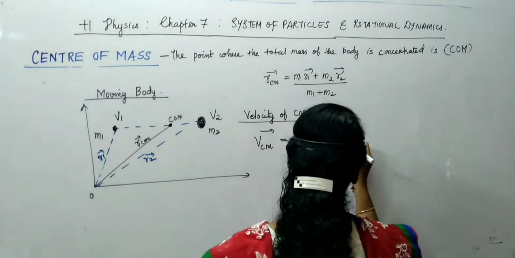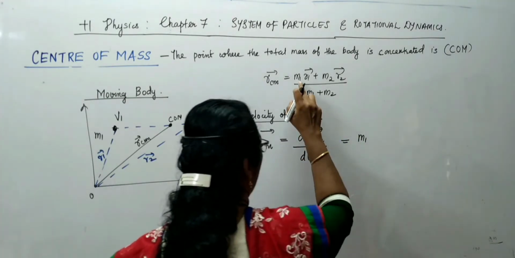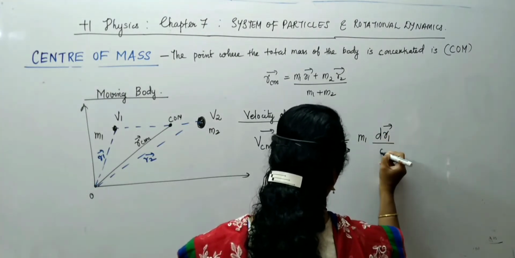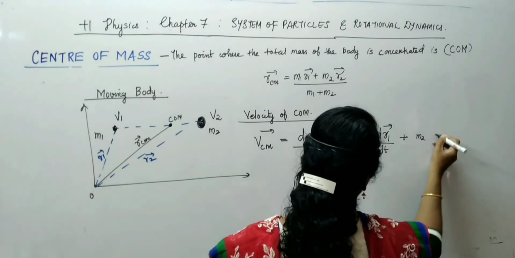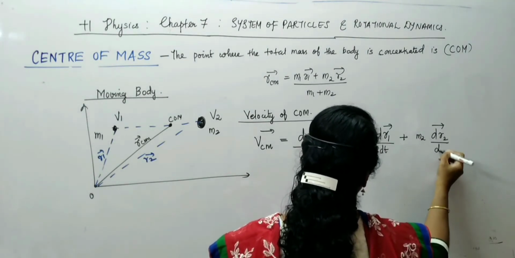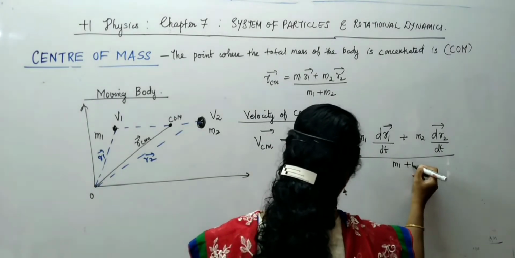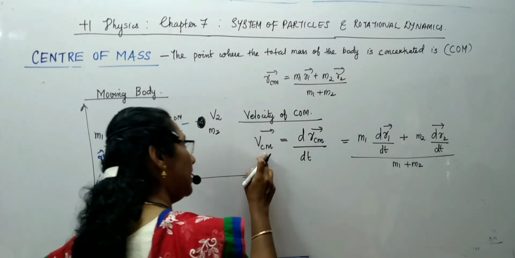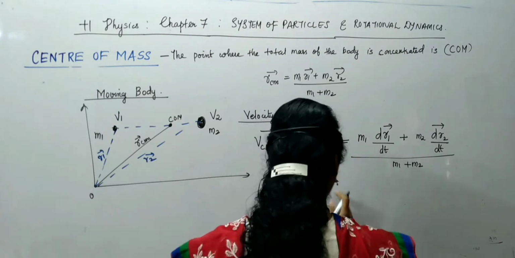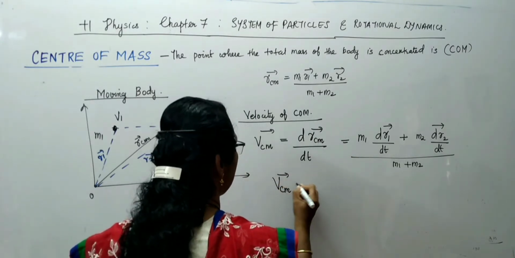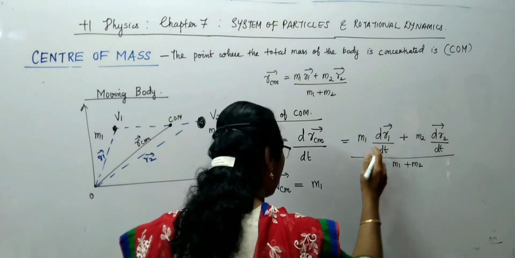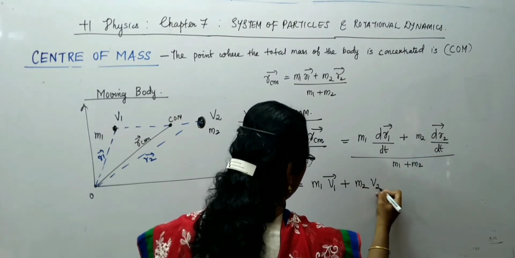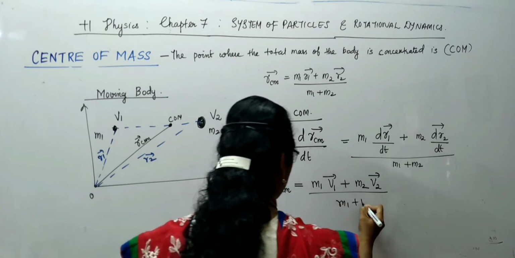Appo nammal athu ingane ezhuthum, m1 into, that is m1 r1 le m1 constant aanu, pinne njan r mathram differentiate cheyyum, dr1 by dt plus m2 into dr2 by dt by m1 plus m2. Surely what is dr1 by dt? Drcm by dt. Ithu manasilayo, nammal differential form il kaanichirikkunnu. So we can write velocity of the center of mass becomes m1 dr1 by dt becomes v1 plus m2 dr2 by dt becomes v2 by m1 plus m2.